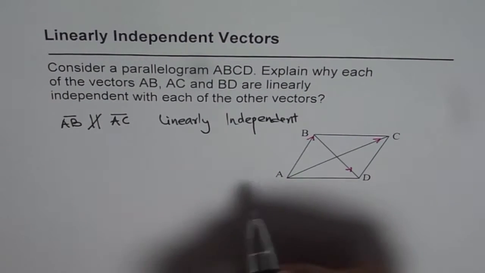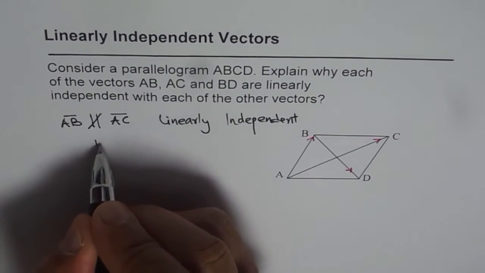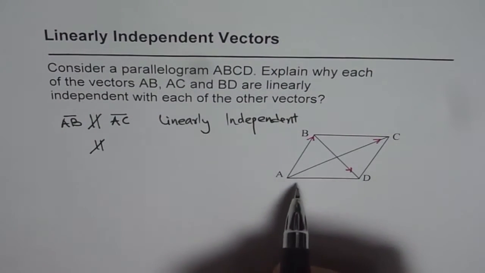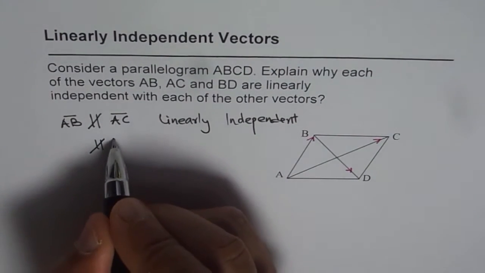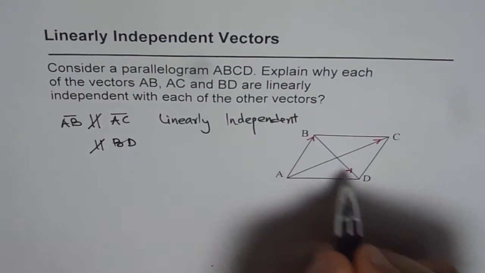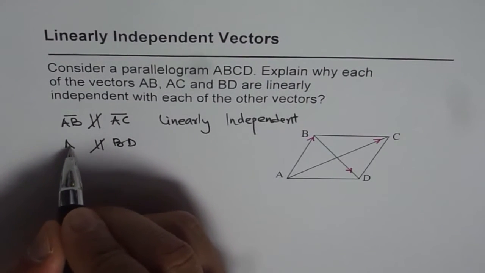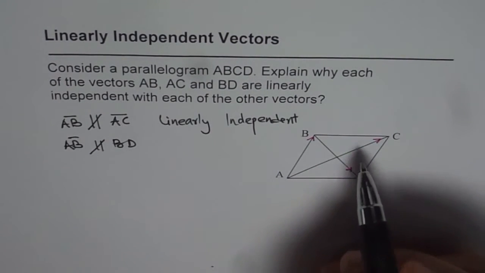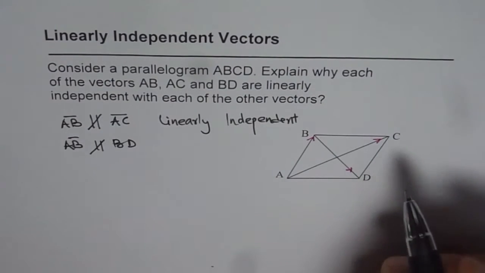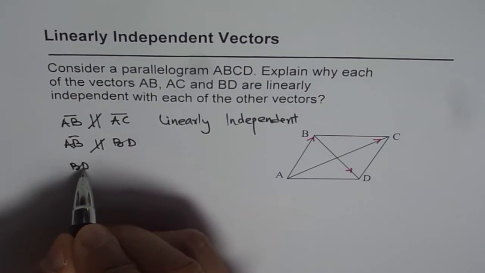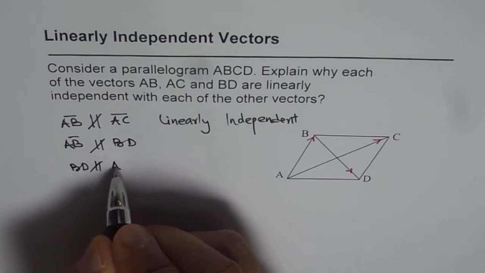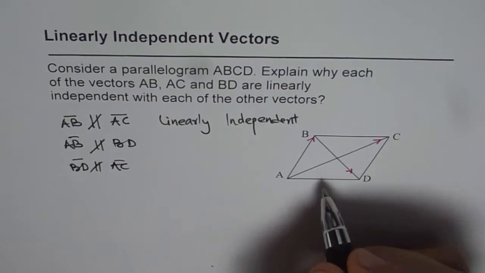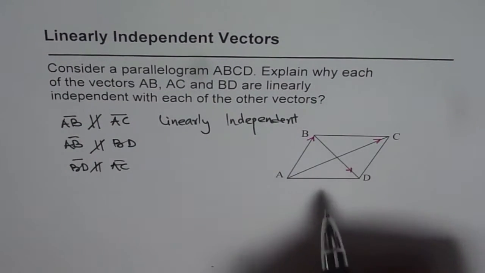Similarly, you can see AB is not parallel to BD, right? They have a common point and go in other directions. So AB is not parallel to BD. Therefore, they are linearly independent. Similarly, if you consider BD and AC, we have the same condition. BD is also not parallel to AC. So with each other, they are not parallel.